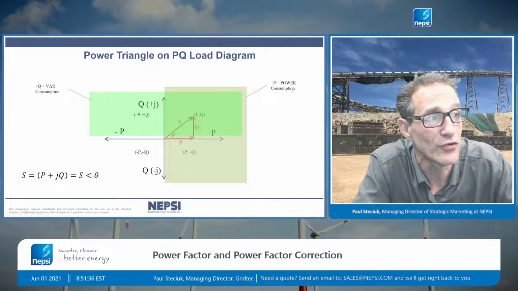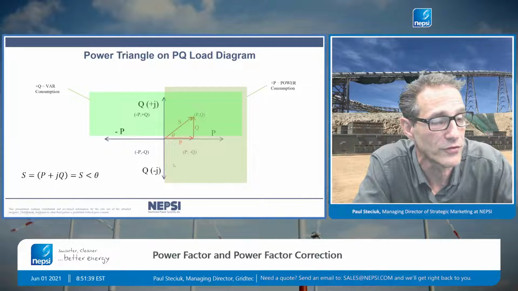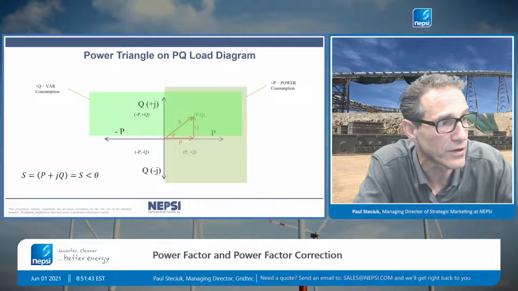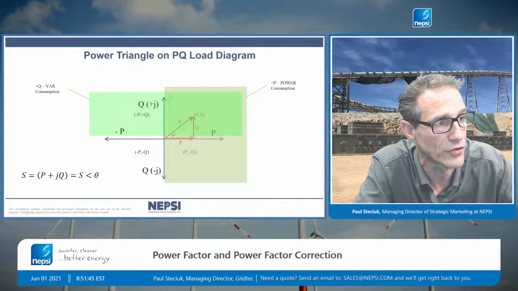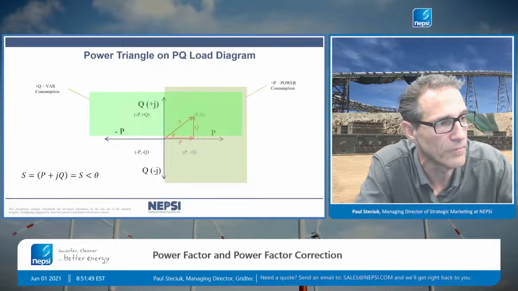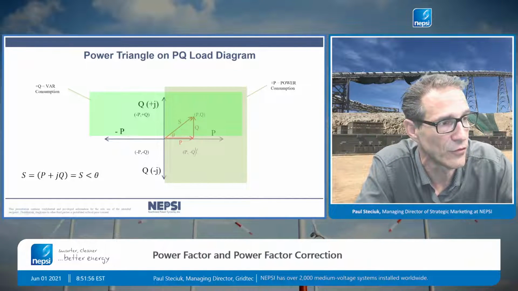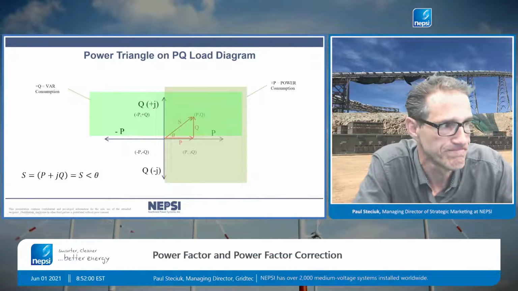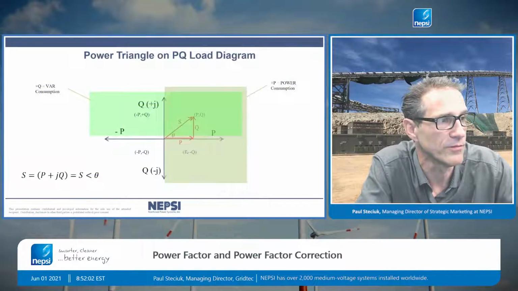The power triangle is drawn in all four quadrants, and this is a PQ load diagram. We're typically operating here in quadrant number 1, and this would be a typical industrial load. When you correct the power factor, it sometimes can come down into this fourth quadrant here, where we have a value of negative Q and the system's leading. So just to make you aware.